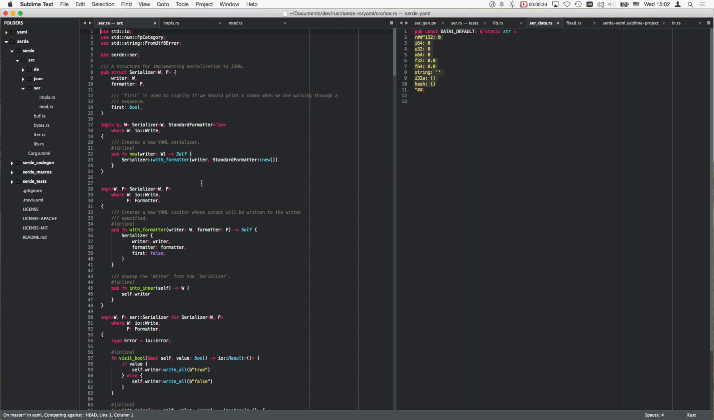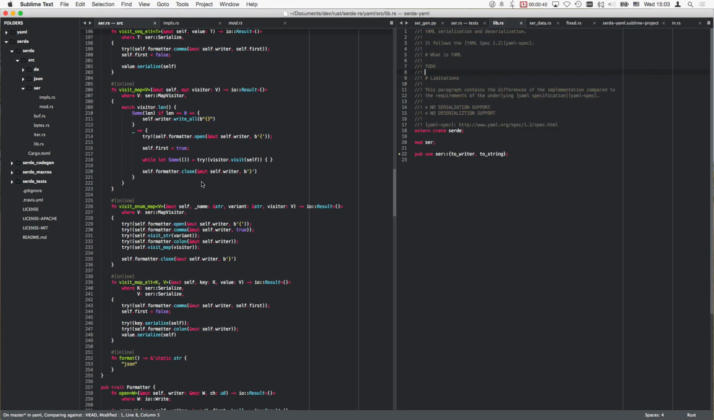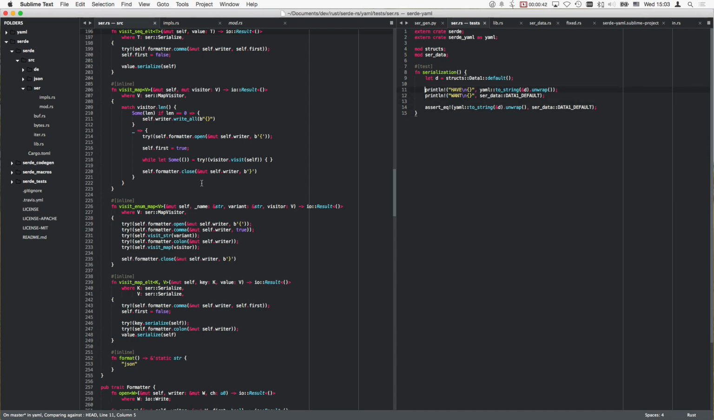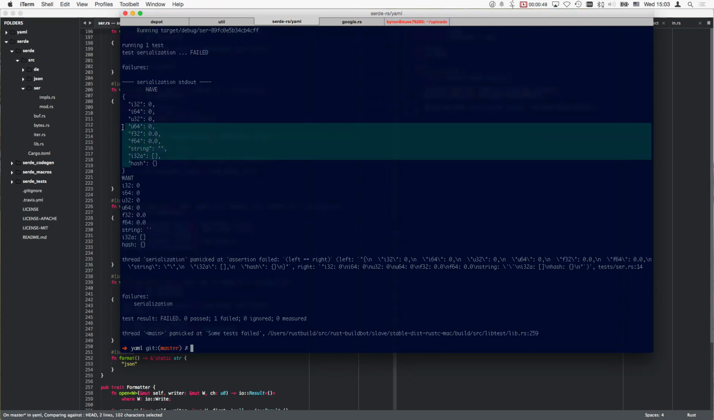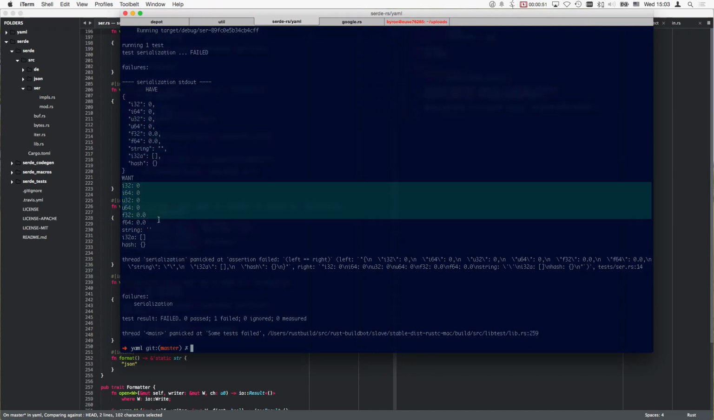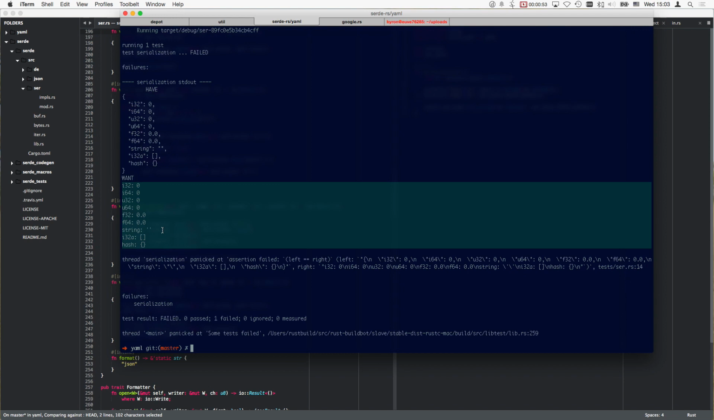So right now the goal is, where is it? Actually, that's the source code. To basically make these strings match. So on the left-hand side, we have this, but we want this. That's what an actual YAML implementation produces when a similar data structure is passed.